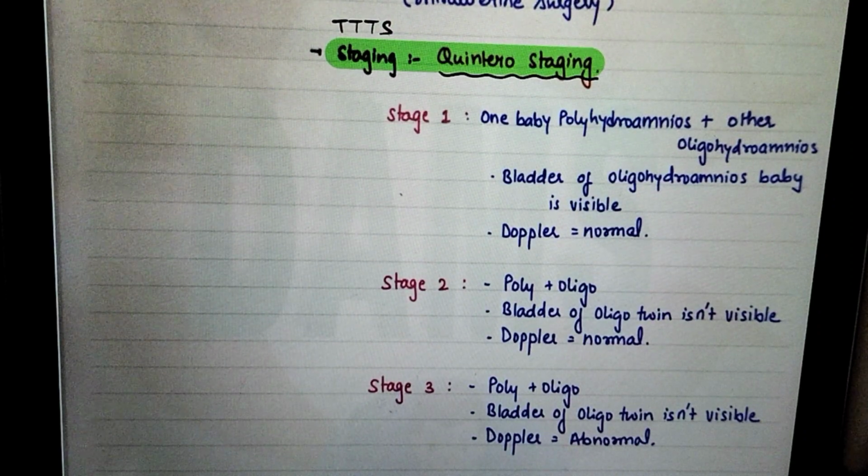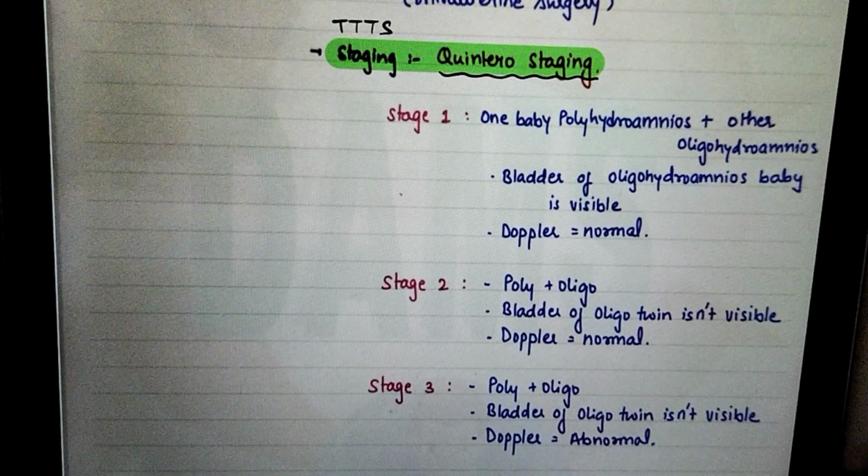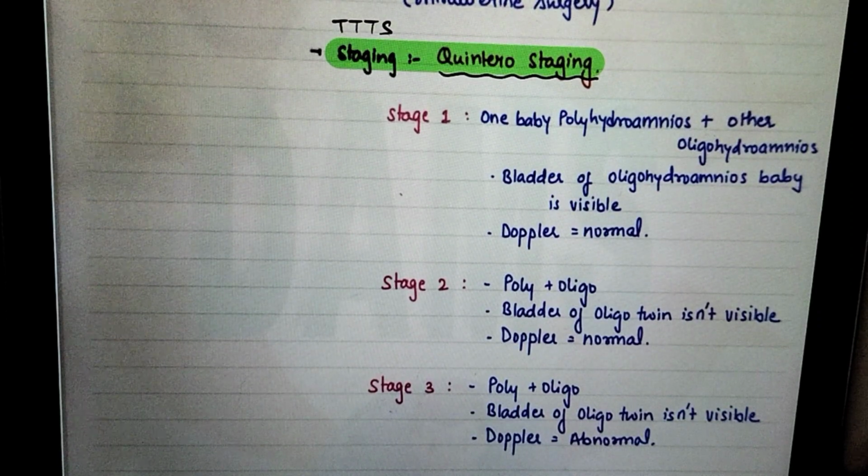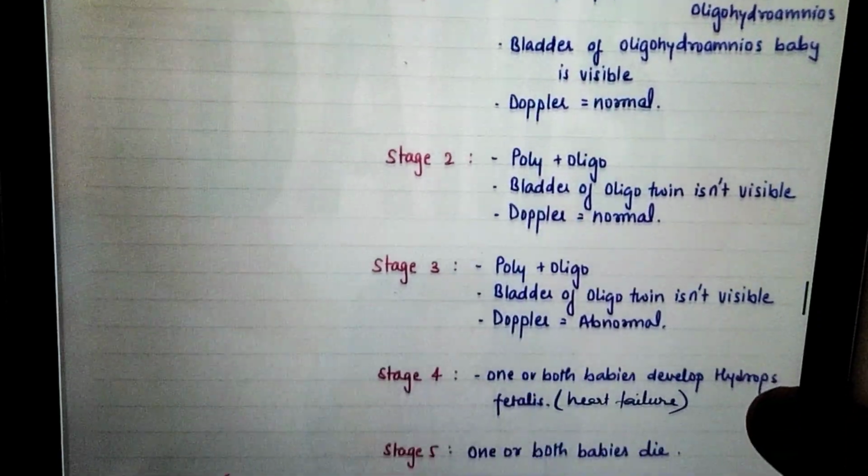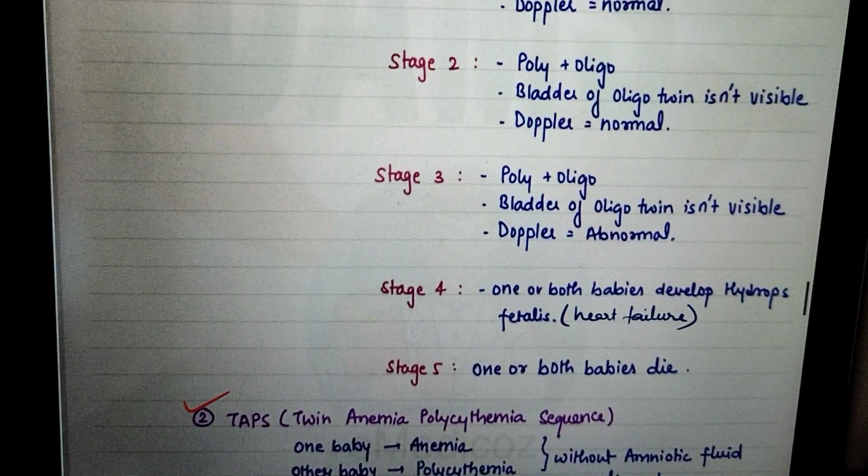In stage 3, poly plus oligo seen. Bladder of oligo will not be visible and Doppler will also be abnormal. In stage 4, one or both babies develop hydrops fetalis, that is heart failure. In stage 5, one or both babies die.